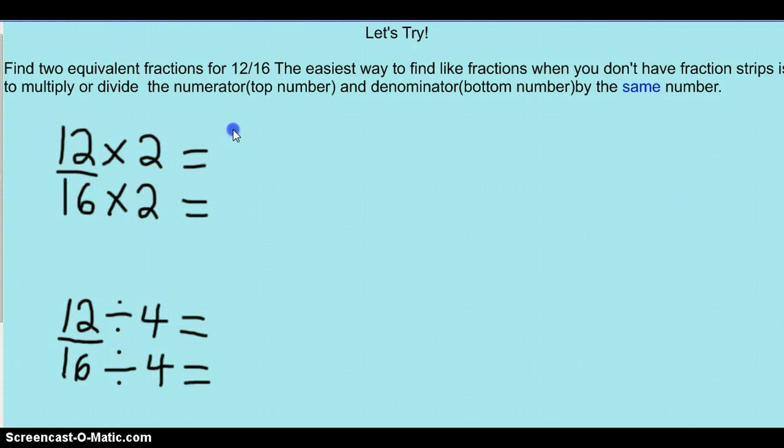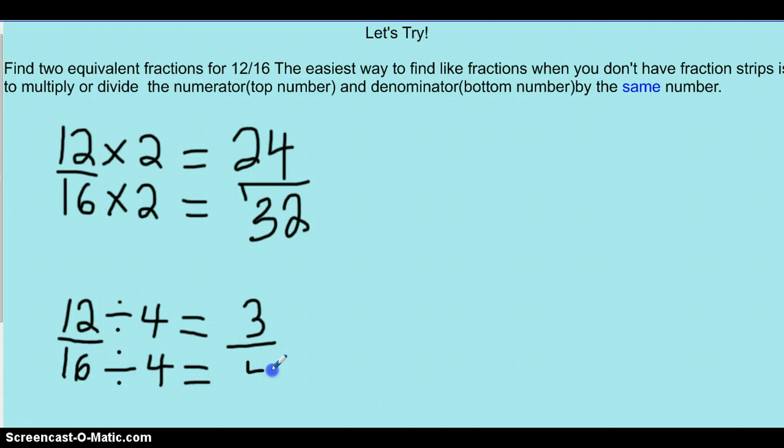So I get 24. Oops, forgot to get my pen. 24. And 16 times 2 is 32. Okay, then I'll do 12 divided by 4, because you can also divide, is 3. And 16 divided by 4 is 4. So I found equivalent fractions for 12/16: 24/32 and 3/4.